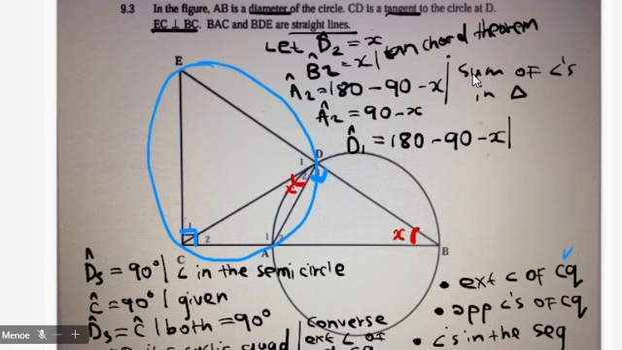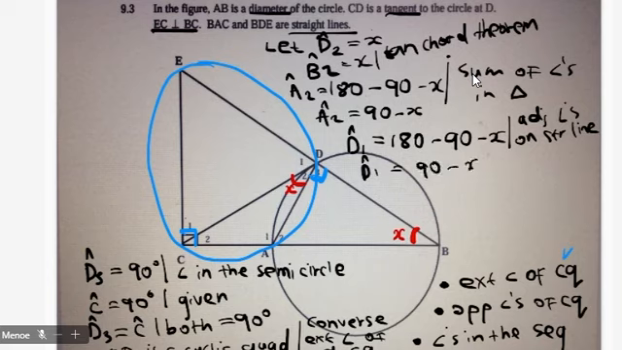Because these three angles are on the same line, so they add up to 180. So we're going to minus this angle, which is 90 degrees, and we're going to minus this D2, which is X. We say adjacent angles on a straight line. Then we get D1 is equal to 90 minus X.